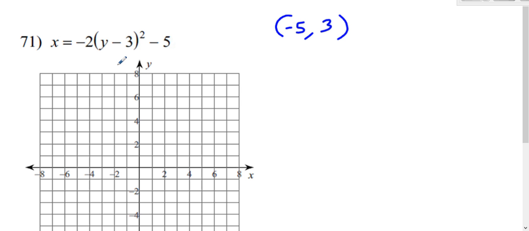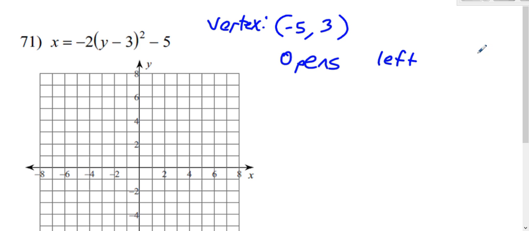And it's x equals y squared, which means it opens on the x-axis, so it will open either right or left. And since a is negative, it will open to the left, which means it will graph that way, starting with our vertex. So our vertex is -5, positive 3. It will open to the left, so we're going to go to the left.